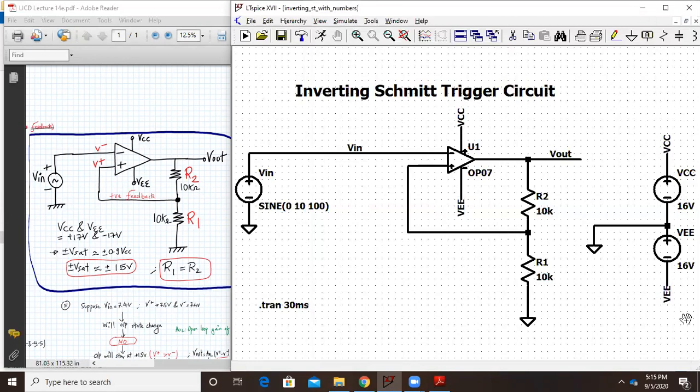Because here we have considered that plus or minus VSAT should be plus or minus 15. That's why we have considered VCC and VEE as 16 volts. Input is 10 volts peak with a frequency of 100 hertz. And these are my R1 and R2 of 10 kilo ohms each. So let us check the output now.